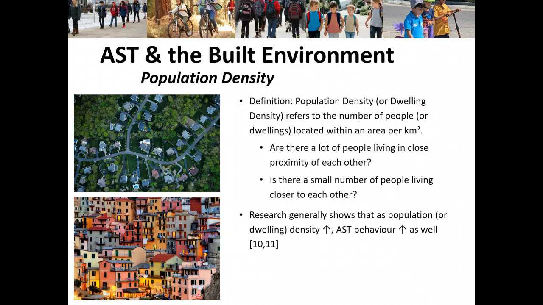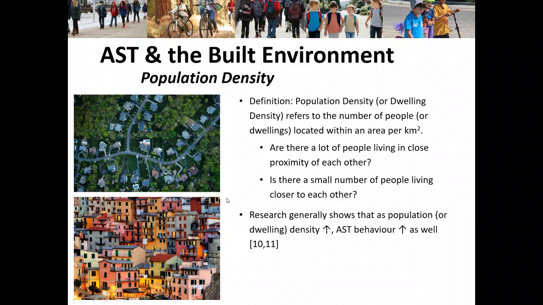So basically a high density means there are a lot of people living in close proximity to each other, like we see in this bottom example. And in the top one, there is a small number of people living close to each other. People are spread out, long driveways, lots of spaces between different houses. It's just low density. Research generally shows that as population or dwelling density increases, AST behavior increases as well.